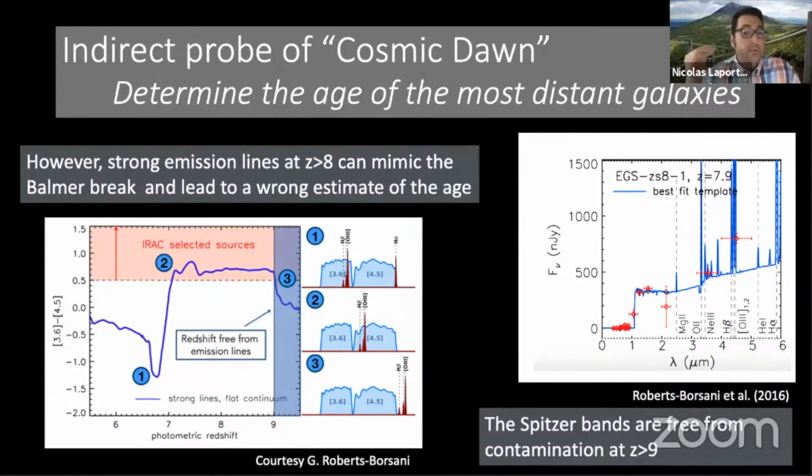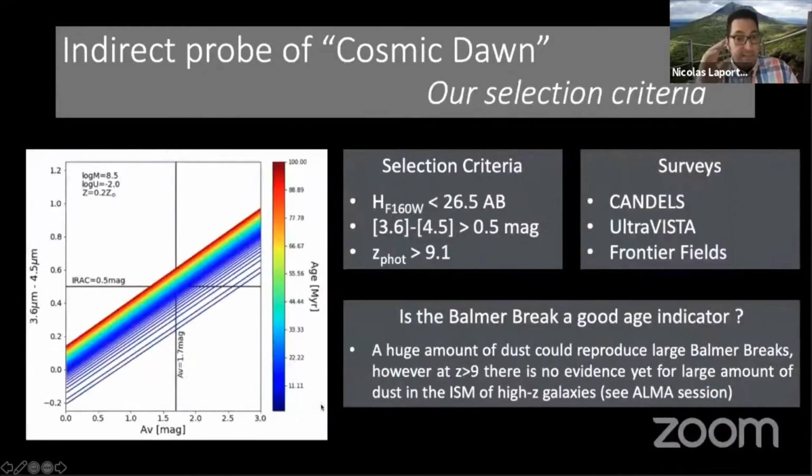So if you want to be free from contamination by strong emission lines, you need to search for objects at a redshift above 9, so to be in situation number 3, somewhere here. So that's one of the selection criteria we use to identify galaxies with an old stellar population. So first we look for bright, relatively bright objects with an H-band magnitude less than 26.5 AB. We ask for relatively large IRAC colors, so at least 0.5 magnitude, and of course a photometric redshift above redshift 9.1.